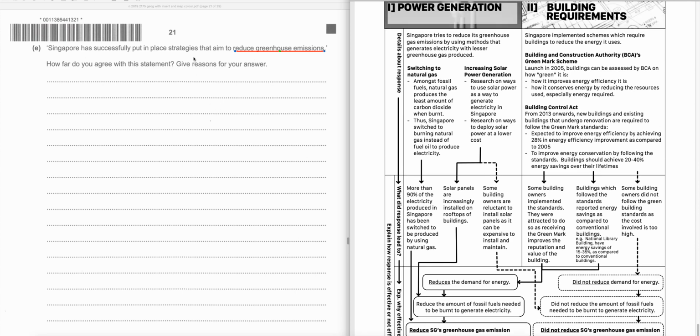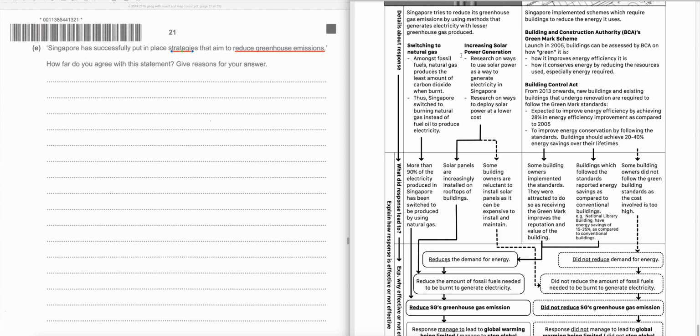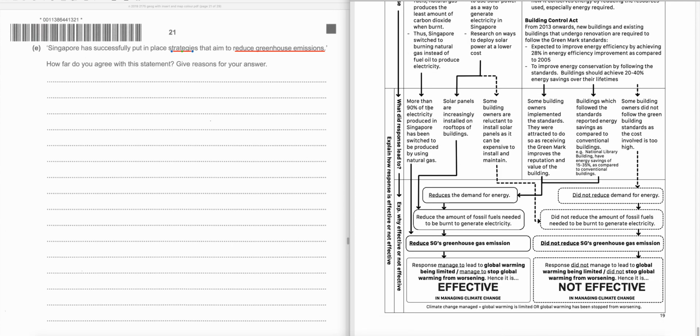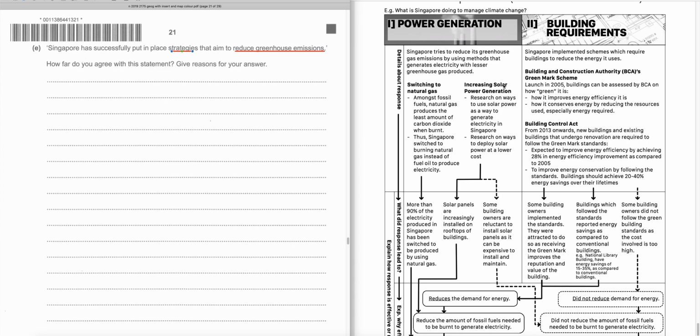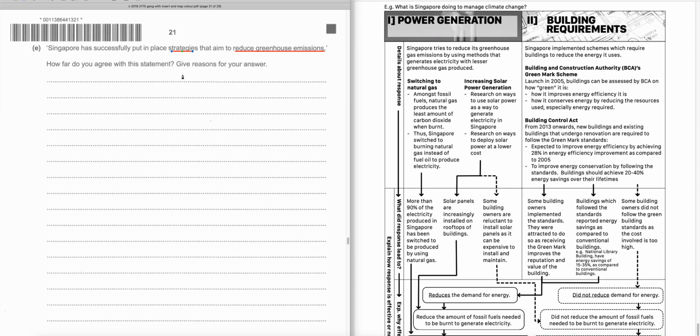Remember the question asked for strategy. Some of you only write one, so you cannot go beyond L2. Second thing, just a tip for you: it will be better if you talk about the same strategy in the first paragraph, how it's effective, then in the second paragraph, how it's not effective. Then that would show that the strategies are not working that well, versus those who talk about some strategies that work, some strategies that don't work.